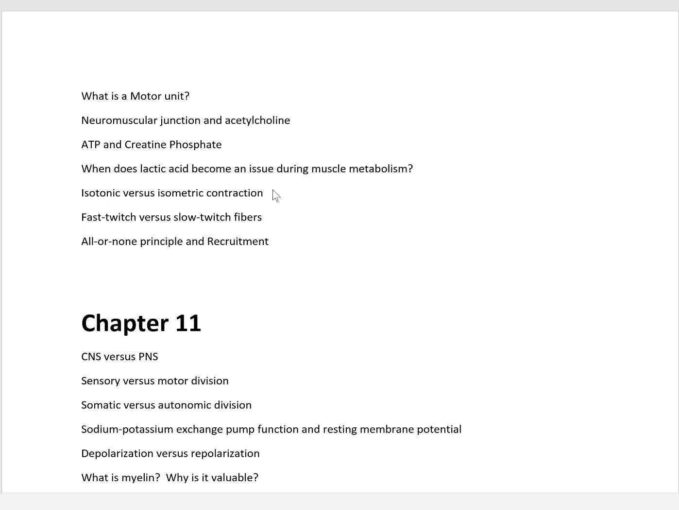Last point for this chapter: the all or none principle and recruitment. A muscle fiber and a motor nerve, for example, nerves and muscles both follow the all or none principle. Think of a gun. If you pull a trigger hard enough, the gun's going to fire as fast as it can. If you pull a trigger slowly, the bullet doesn't come out slower. So all or none means there's a strong enough stimulus to make me do my job, and I'll do it at 100%, or I won't do it at all.